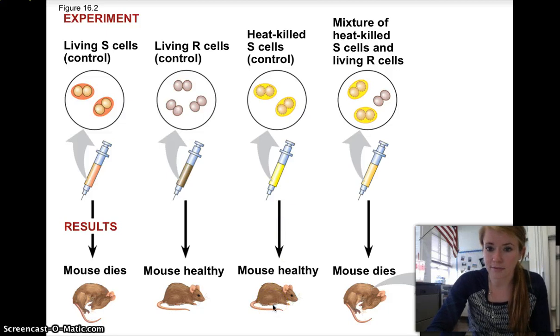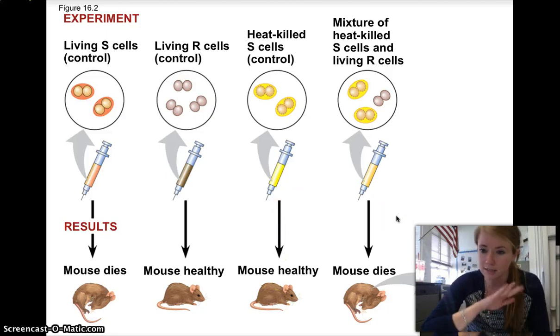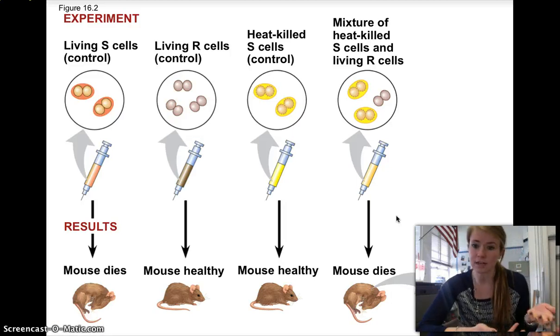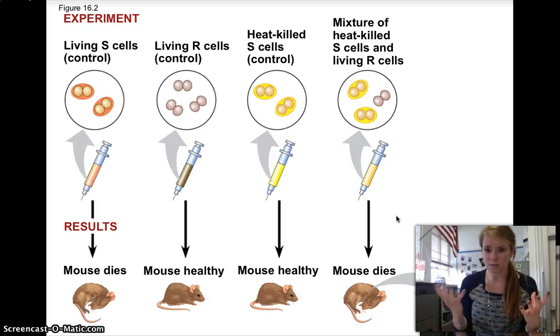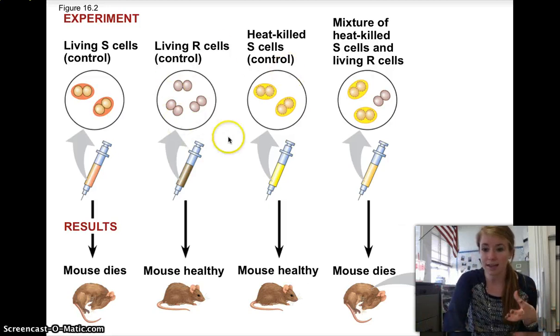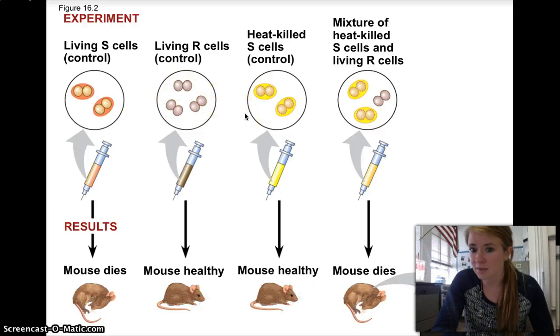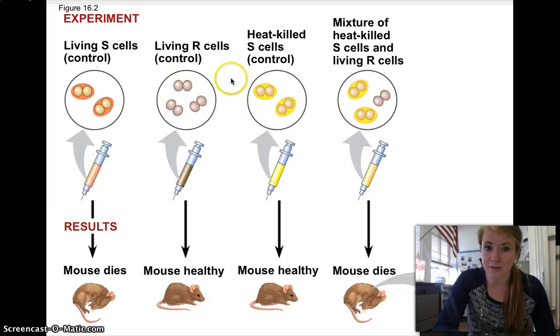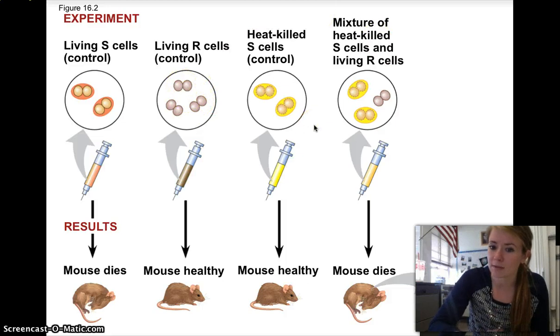The mouse was alive. And then what he did was he took the heat-killed S cells, so the S cells caused pneumonia, he killed them, so they wouldn't cause pneumonia. He mixed them with rough cells that were still alive. So 2 things that don't cause pneumonia. He took the living R cells and the dead S cells, combined them together. These guys shouldn't cause pneumonia because neither of them caused pneumonia on their own, but when he combined them, the mouse died.